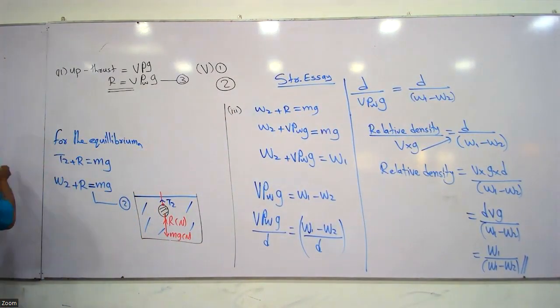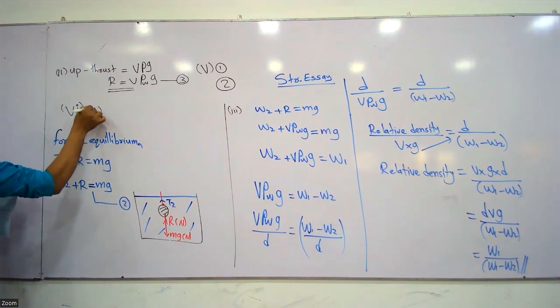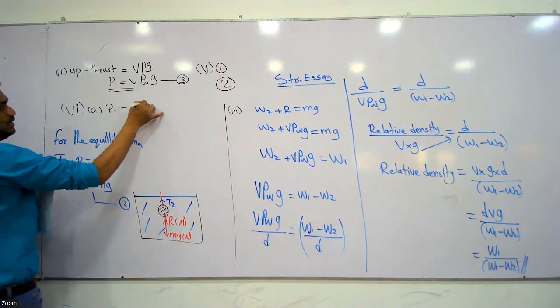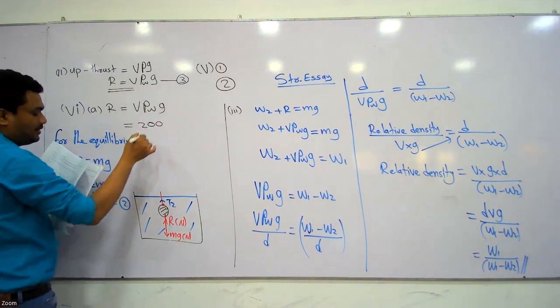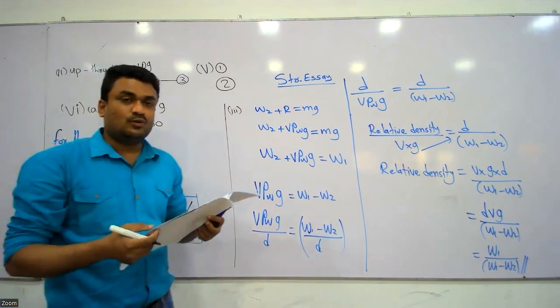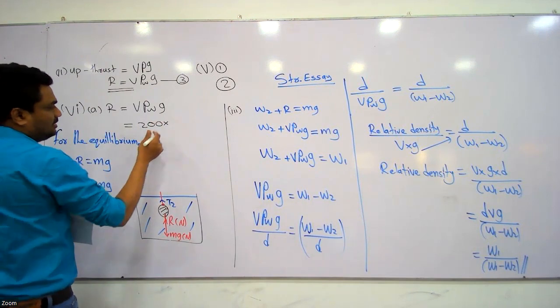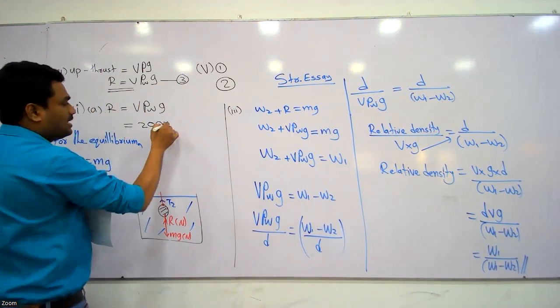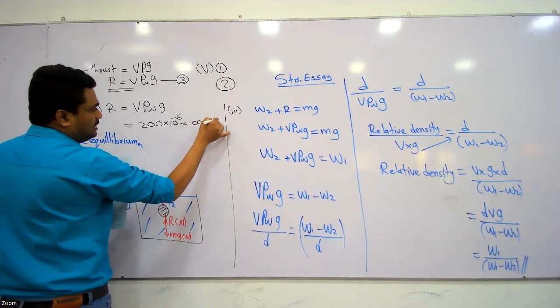Roman number 7, Roman number 6, simple A. Upthrust is V rho g. Volume is given as 200 cubic centimeter. How do we convert cubic centimeter into cubic meter here? 10 to the power minus 6. Rho is 1000. g is 10.